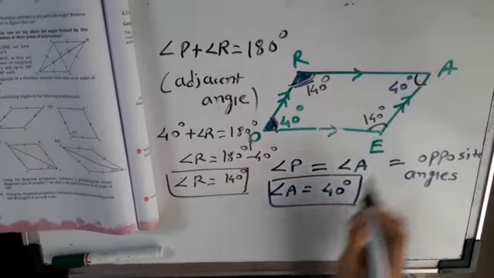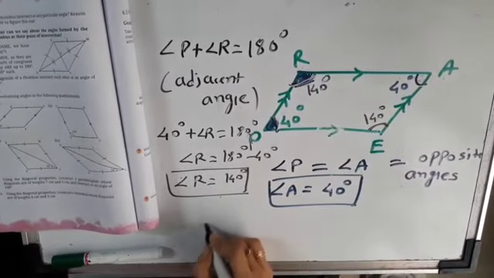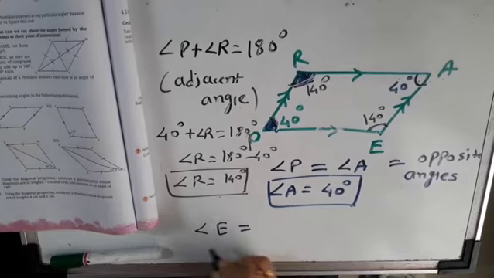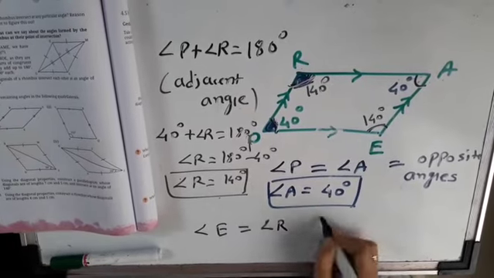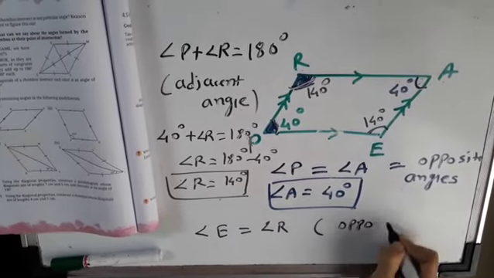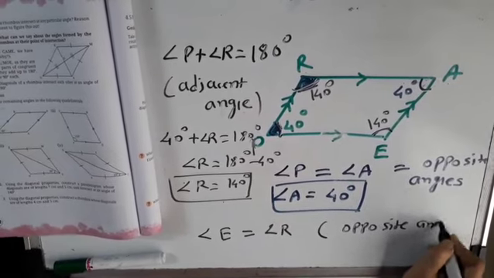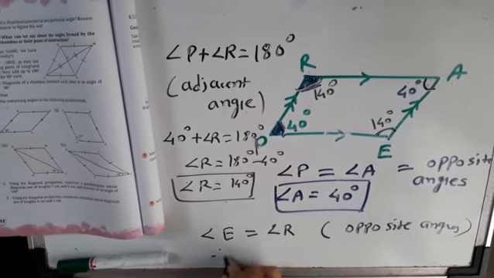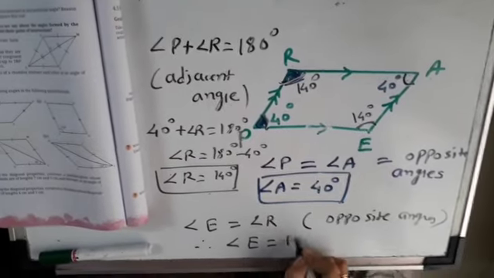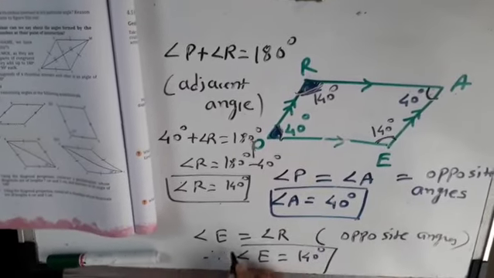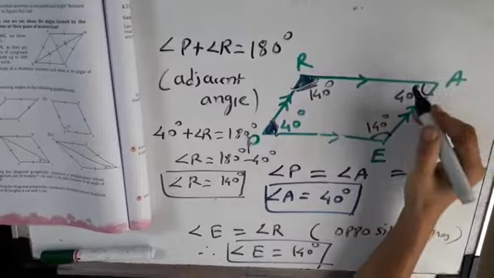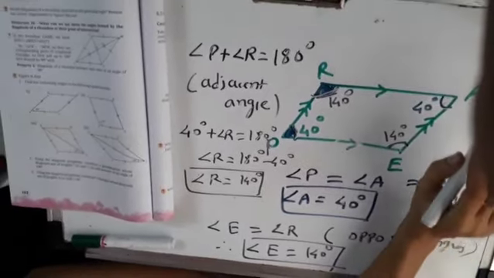And what is the reason? You have to write angle E is equal to angle R. Reason again: opposite angles. And therefore angle E is again 140 degrees. In this way you have to find all the angles of the quadrilateral or parallelogram.